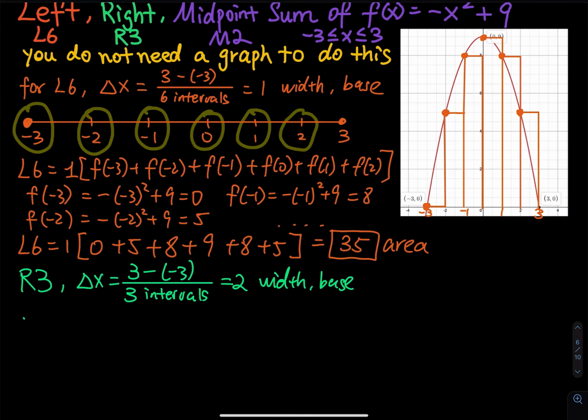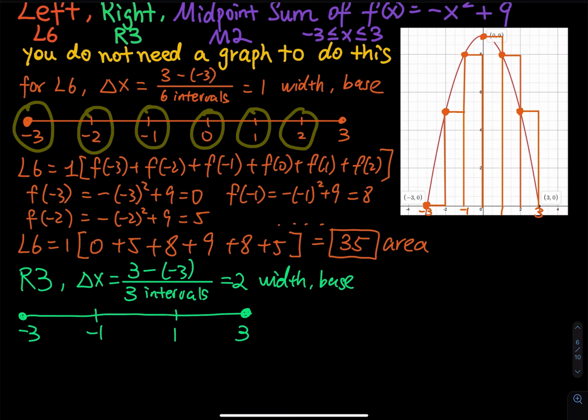And then we cut the domain. So we have a -3, and then add 2, you have a -1. Add 2, you have a 1. Add 2, you have a 3. So we start right here, and then we can erase the rest. You have 3 intervals, right? 1, 2, and 3. And then what else? This is a right sum.